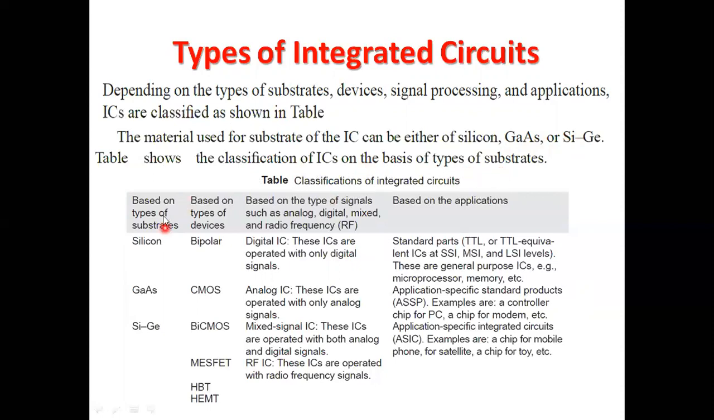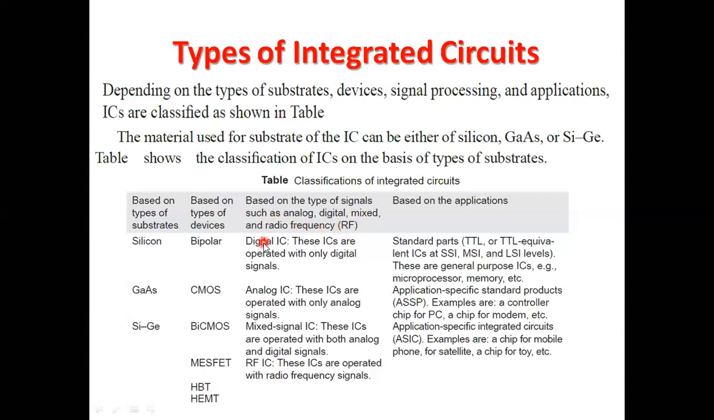Now, based on the substrates, this is the classification, that is silicon, gallium arsenide, then silicon germanium. Based on the type of the devices, these are the types of ICs: bipolar, CMOS, BiCMOS, MESFET, HBT, and HEMT. Next is based on the type of the signals such as analog, digital, mixed, and radio frequency, RF.